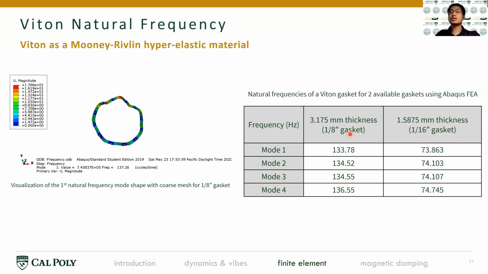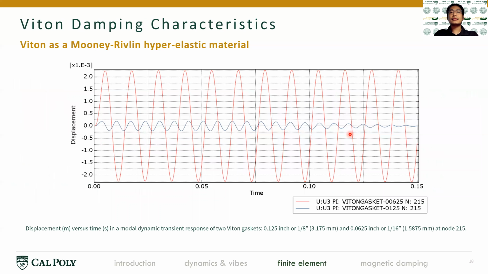So remember, we try to push the housing frequency to be as high as possible, above 100 hertz. But then we also need to study the damping characteristic of these 2 versions of Viton gasket.